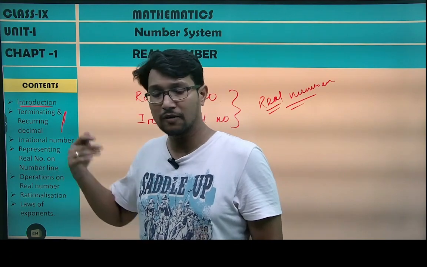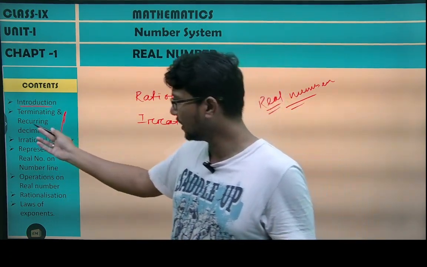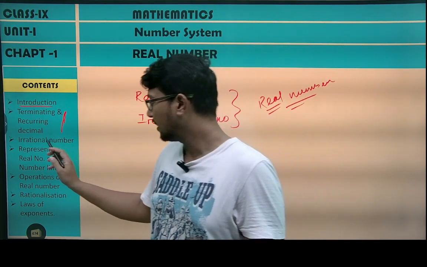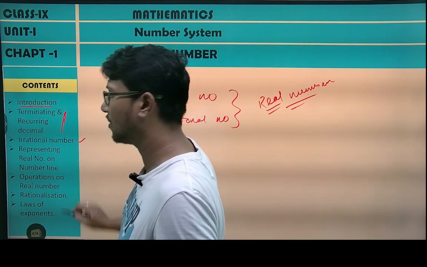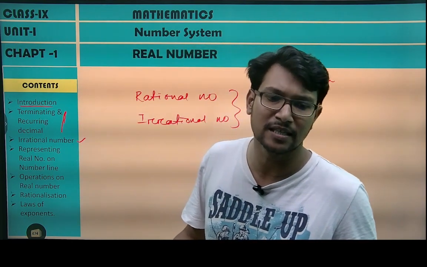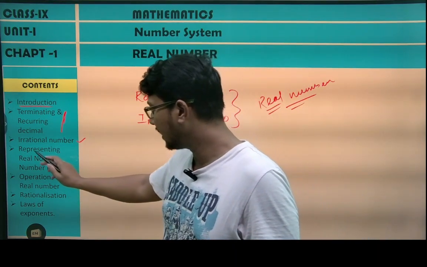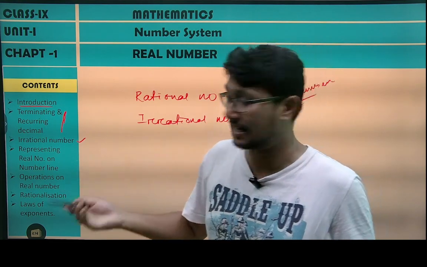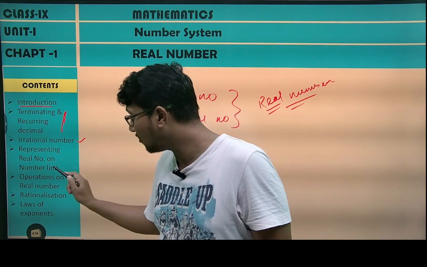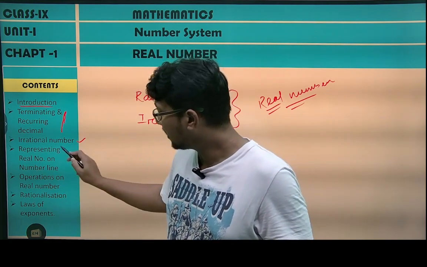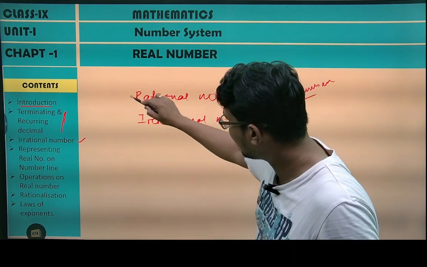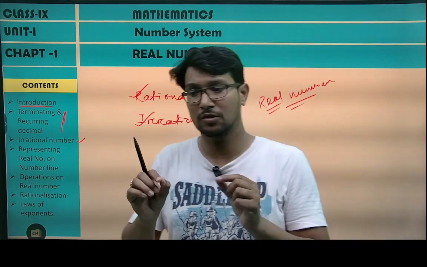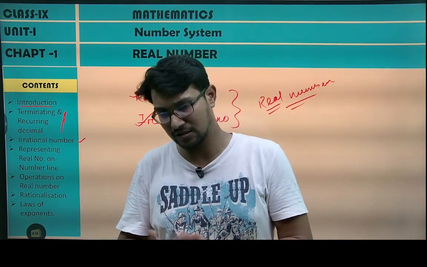What is terminating? Whenever I explain, you can understand, as well as what is the meaning of recurring, you can also understand whenever I discuss with you, right? Now next point is what? Irrational number. What is irrational? We are going to discuss what is irrational in this chapter. And representing a real number. Real number means both rational as well as irrational. Representing a real number on number line. Real number means both rational number as well as irrational number together. How to locate in number line we are going to discuss.